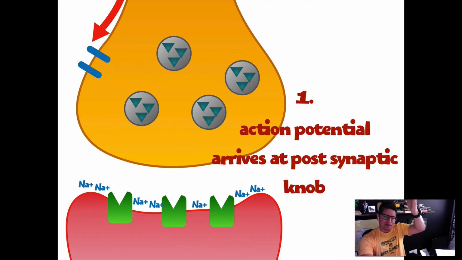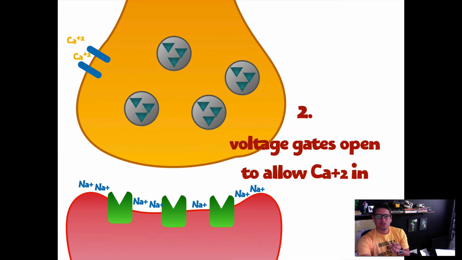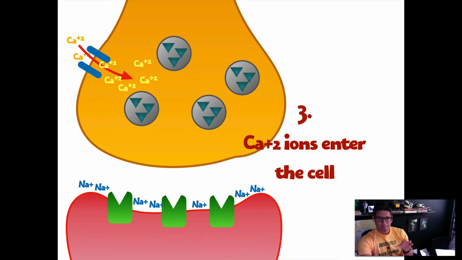As the action potential gets transmitted down the axon and arrives at the presynaptic knob, it causes a voltage difference. That voltage difference causes the voltage gates to open and allow calcium in. If you remember before, the voltage gates allowed sodium and exchanged sodium and potassium ions. Well, this particular gate allows calcium ions to come in. The voltage difference causes these gates to open, and then calcium ions flood the presynaptic knob.